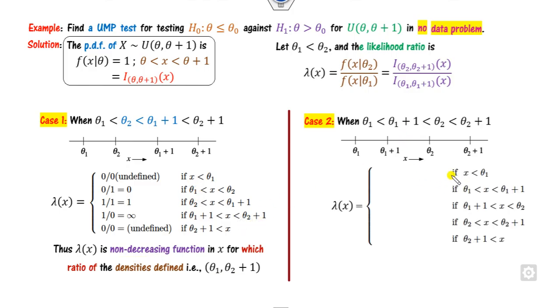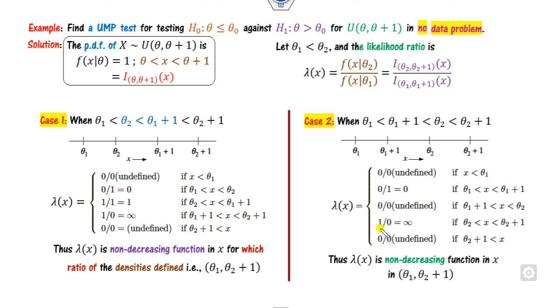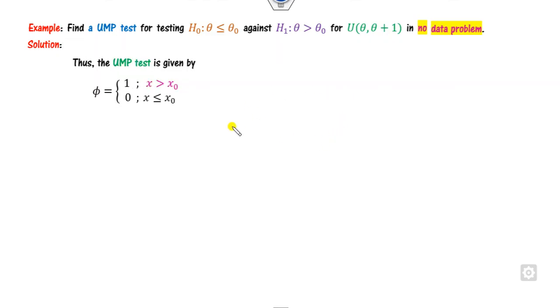Similarly for this case, what will happen? In this case, this value is 1 because it lies in here, and this value is 1 according to the probability density function. Whenever x lies here, this value is 0 by 0, undetermined. Whenever x lies between here, the denominator is 1 but the numerator is 0. Whenever x lies outside them, the denominator will be 0 and the numerator is also 0, and so on. So these are undefined, and for the defined values it again shows that it's increasing. Hence this likelihood ratio is an increasing function.